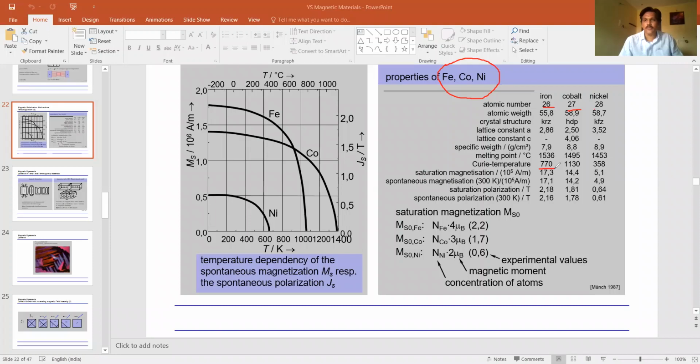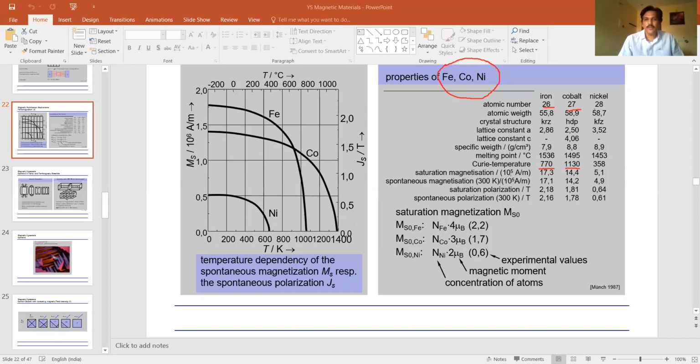Remember, this type of bits will come in tomorrow's examination. Okay. Curie temperature of iron is how much? 770 degrees. Up to 770 degrees, it shows its ferromagnetic nature. So cobalt is how much? 1130. Nickel how much? 358.